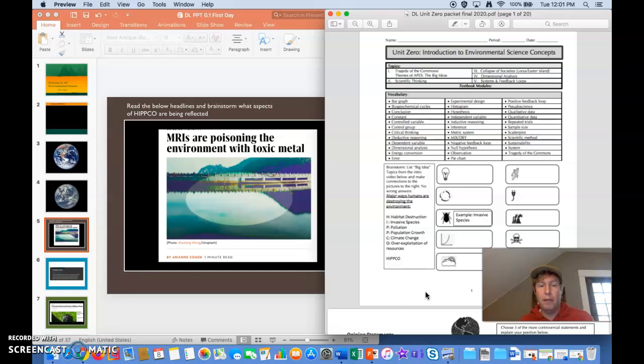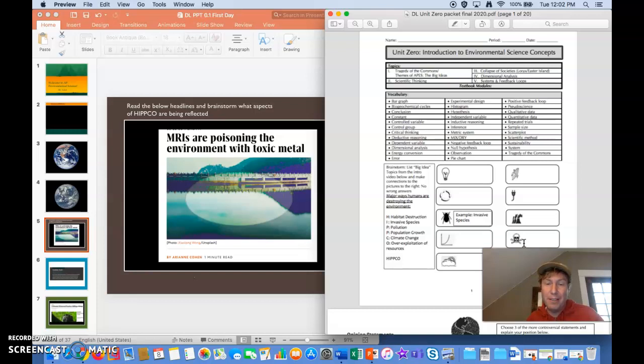The very first headline says MRIs are poisoning the environment with toxic metal. So you could make some connections. There's the picture of the skull and crossbones that can maybe represent toxicity to you, so maybe you want to write MRI there. MRI literally stands for magnetic resonance imaging. Why can't I think of the acronym right now? They use it to take pictures of your brain.